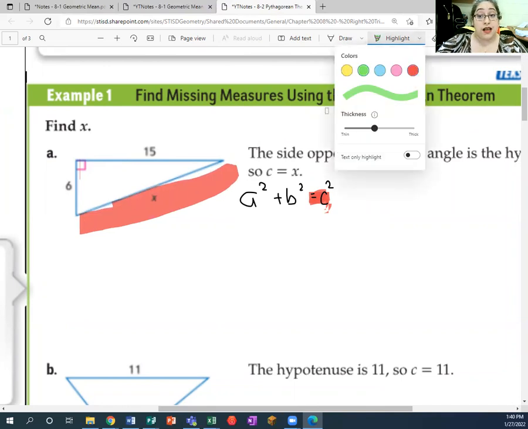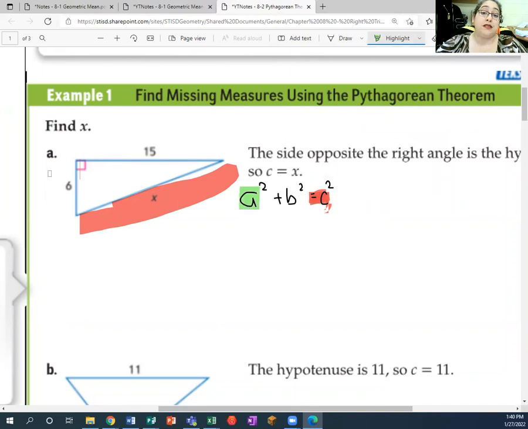The other two sides, one is a and one is b, and to be honest with you, no one cares which one you make a and which one you make b. Just make a choice and then substitute. Everyone is happy. Just make sure you put c as the hypotenuse, and you make the hypotenuse the side that is directly opposite the right angle. Otherwise, this thing breaks.